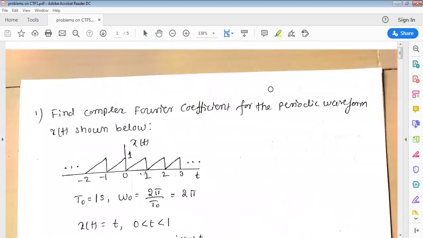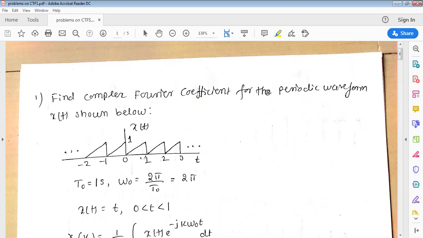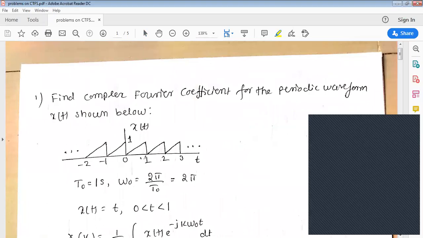Now, once again, we'll go for evaluation of Fourier coefficients. As you already know, continuous time Fourier series is used to represent a periodic wave by using sinusoidal and non-sinusoidal waves. That is the total aim. How do we do this?